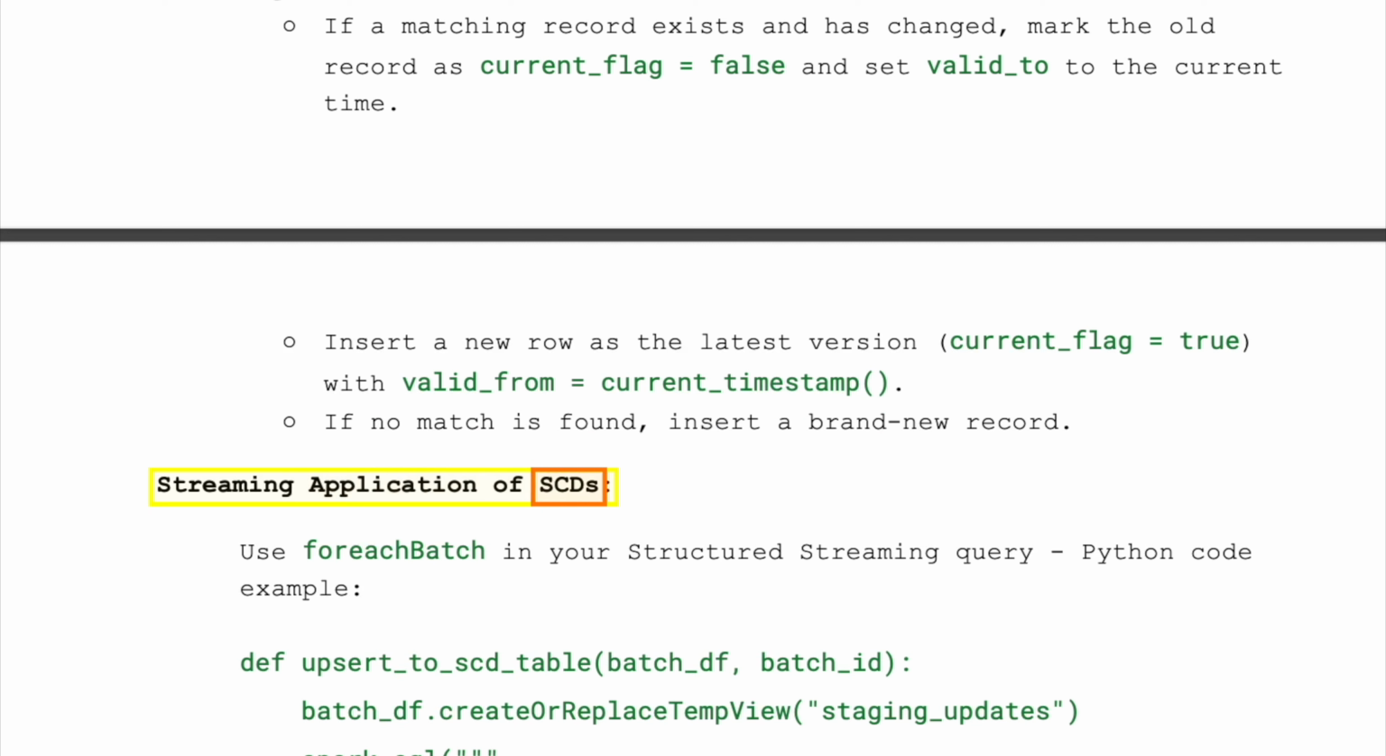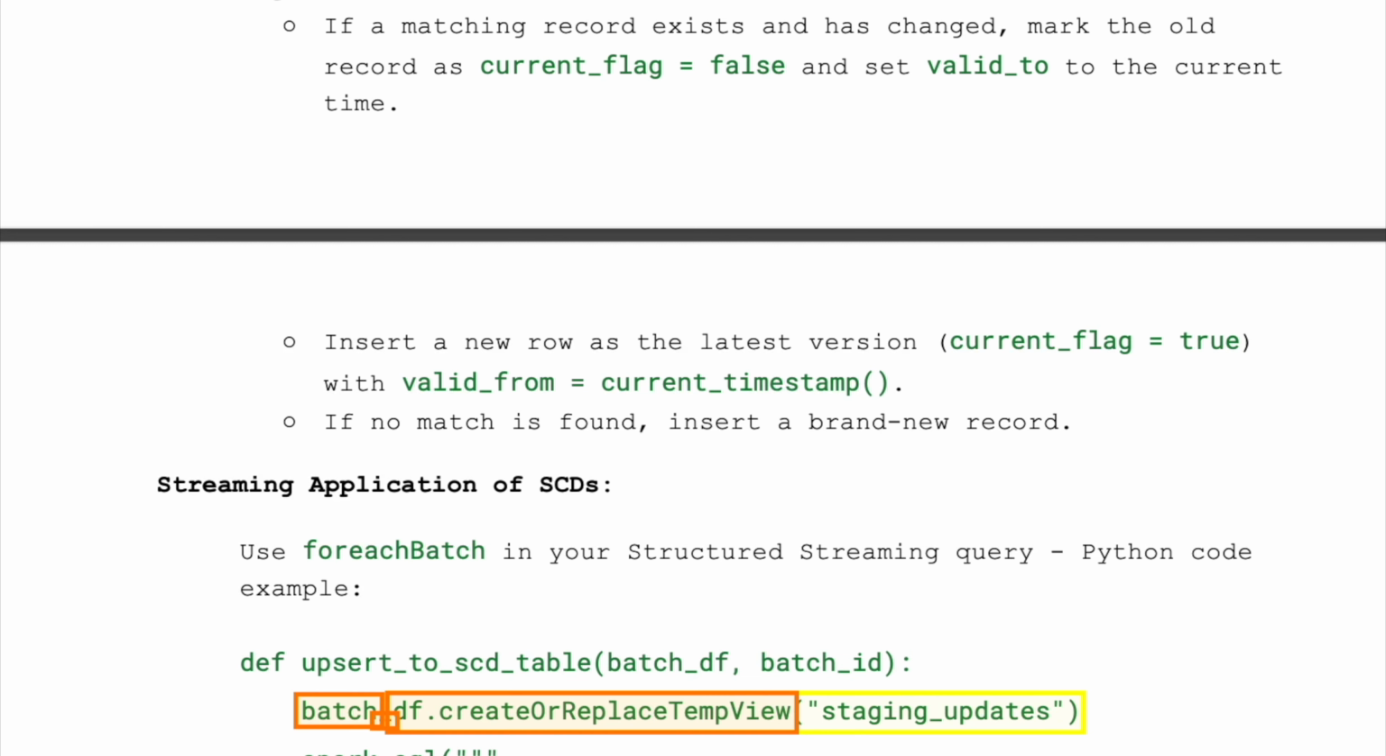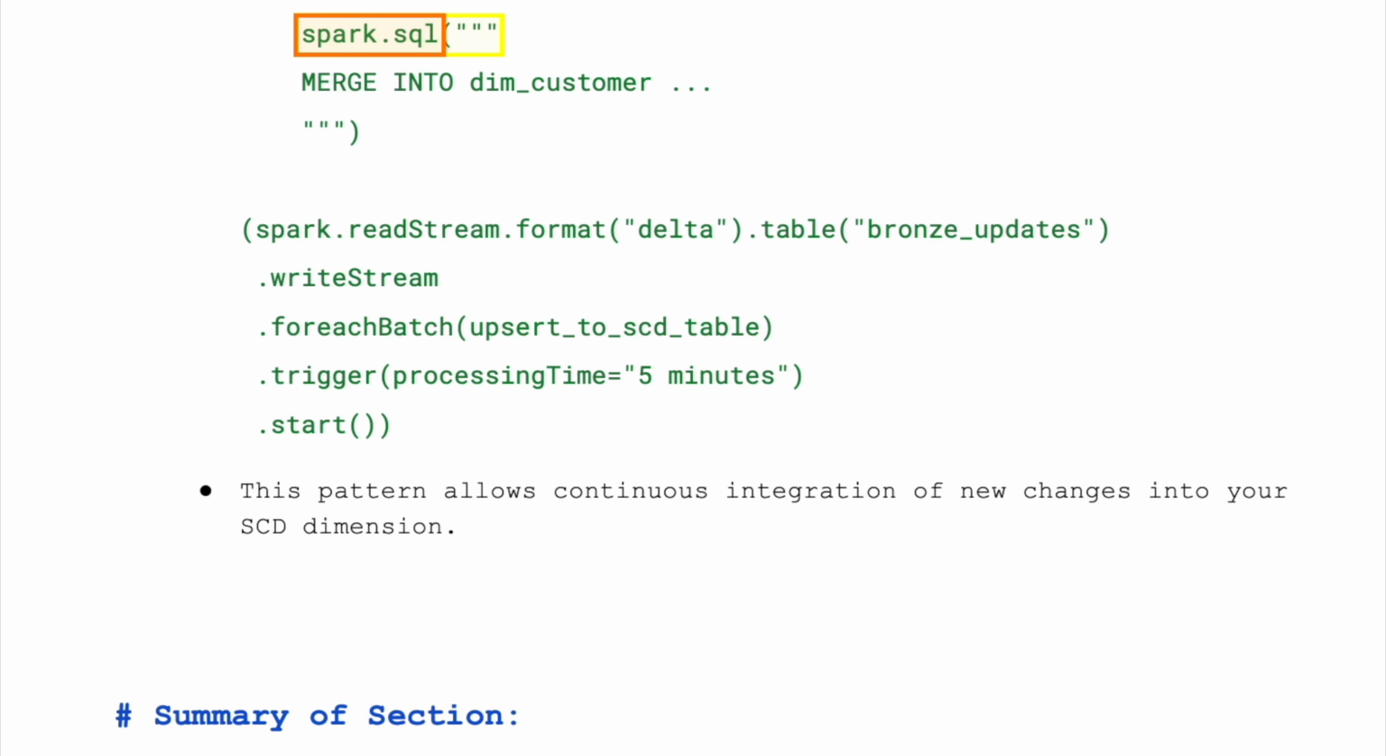Streaming application of SCDs: use foreachBatch in your structured streaming query. Python code example: def upsert_to_scd_table(batch_df, batch_id): batch_df.createOrReplaceTempView staging_updates, spark.sql merge into dim_customer. spark.readStream.format delta.table bronze_updates, writeStream, foreachBatch upsert_to_scd_table, trigger processing time equals 5 minutes, start. This pattern allows continuous integration of new changes into your SCD dimension.